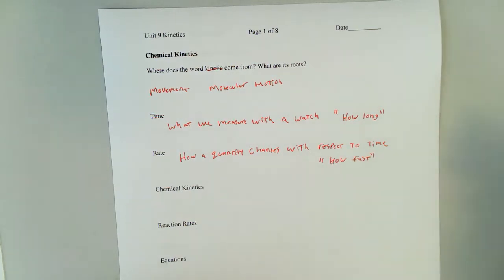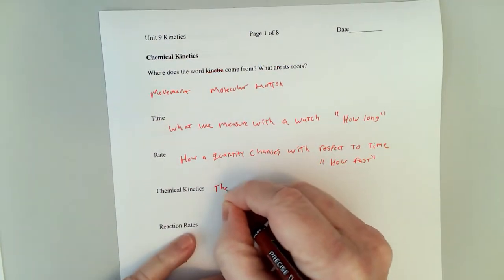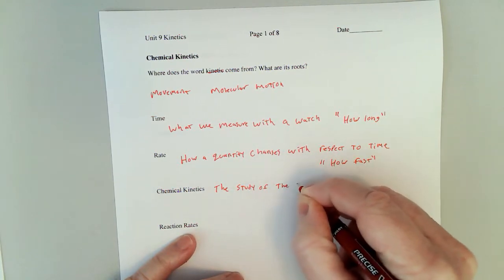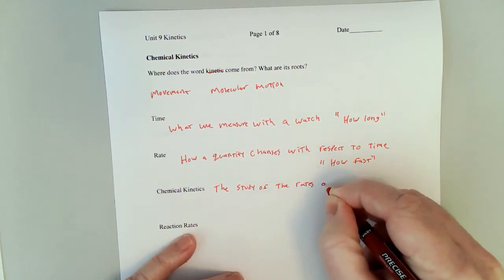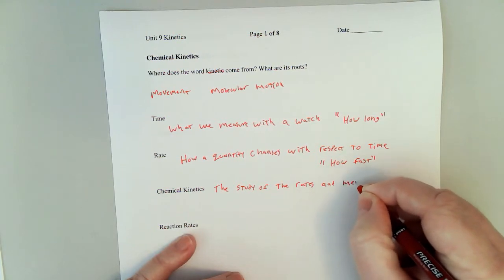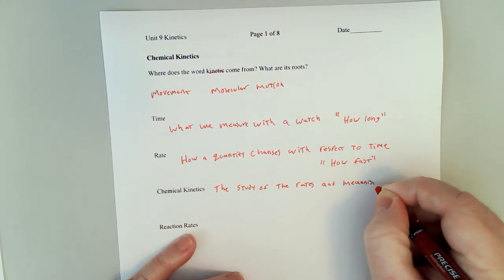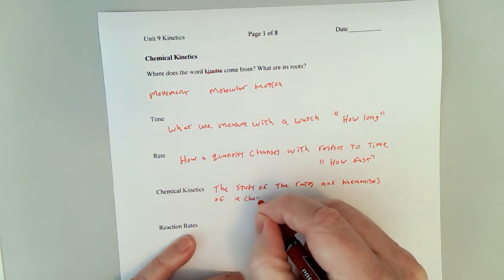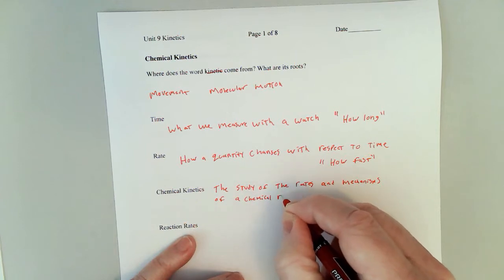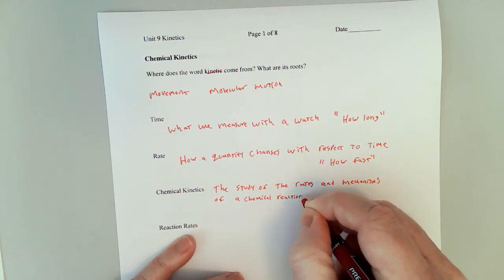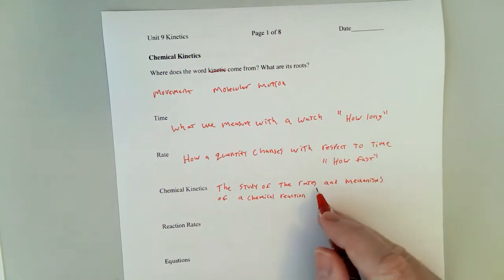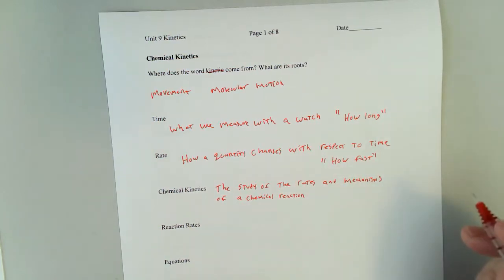Chemical kinetics, what is it? It is the study of the rates and mechanisms of a chemical reaction. So really two parts. We're going to study rates and we're going to study mechanisms.